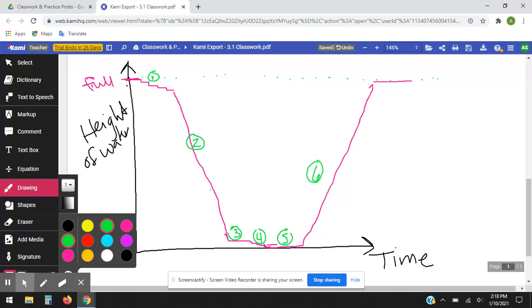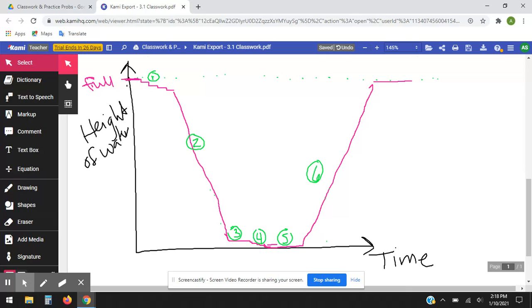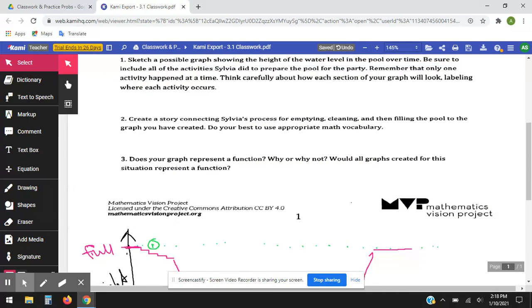Notice my rates are about the same going down. My slope looks like it's maybe a slope of -4 going this way, and it's going to be a +4 going this way-ish. Whatever, the steepness of it should be the same. So that would be my graph, situating this situation in the order that I listed above.